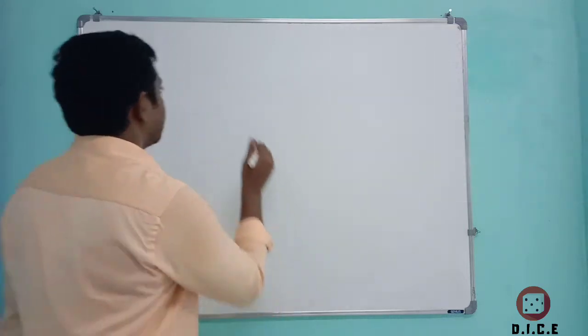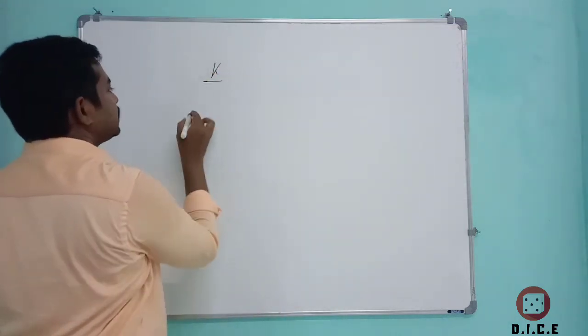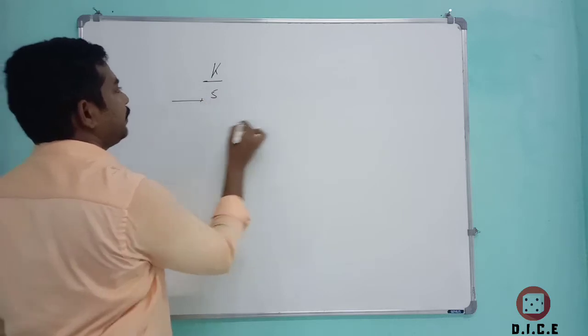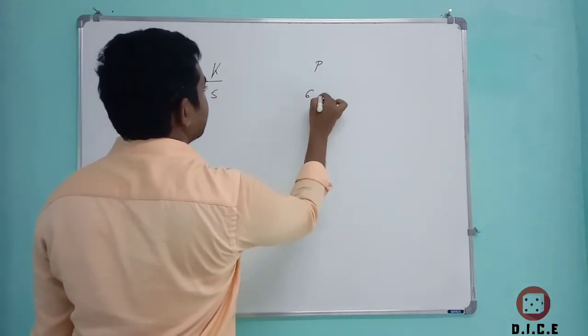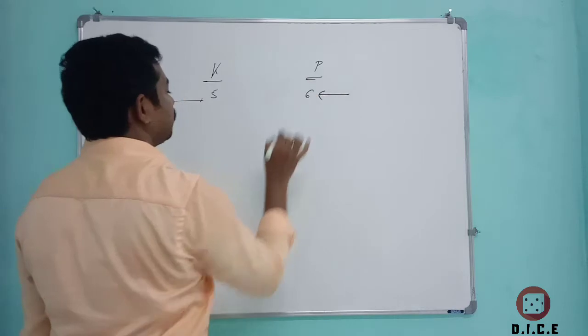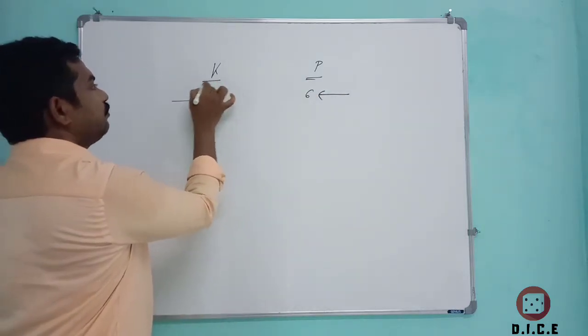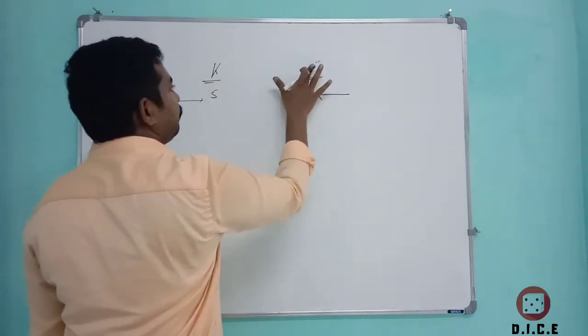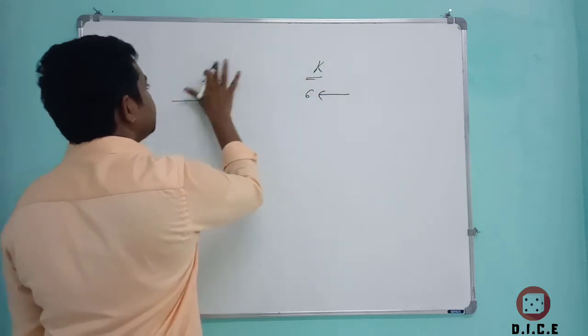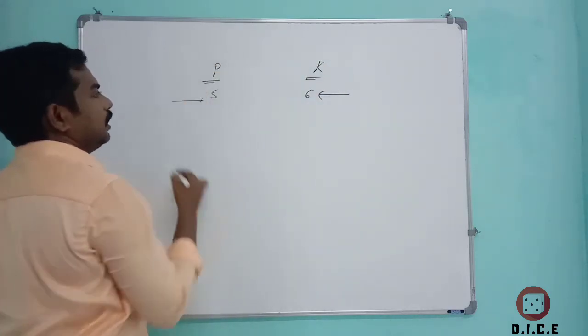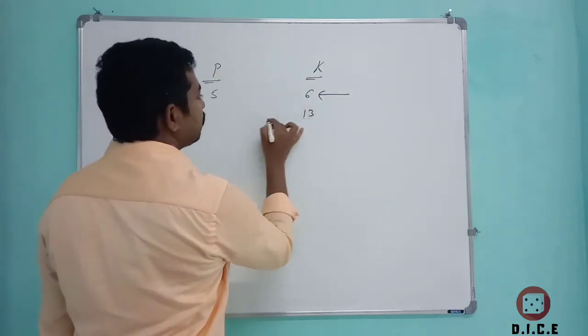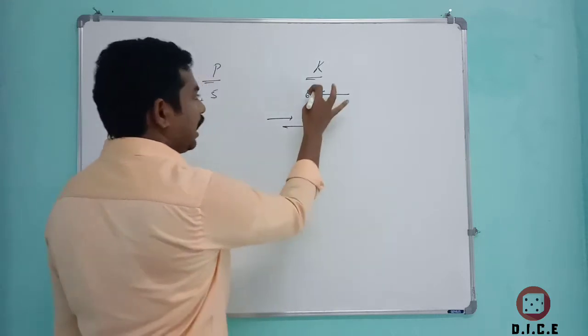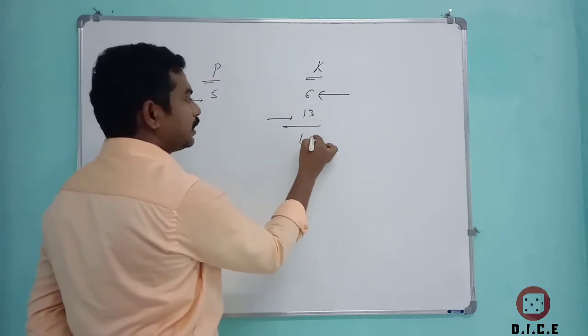As you can see here, Kamya is 5th from the left hand and Preeti is 6th from the right hand. Now he is saying that if they interchange, just simply put K in the place of P and P in the place of K. Then Kamya becomes 13th from the left hand. If you simply add 6 plus 13, that is nothing but 19.